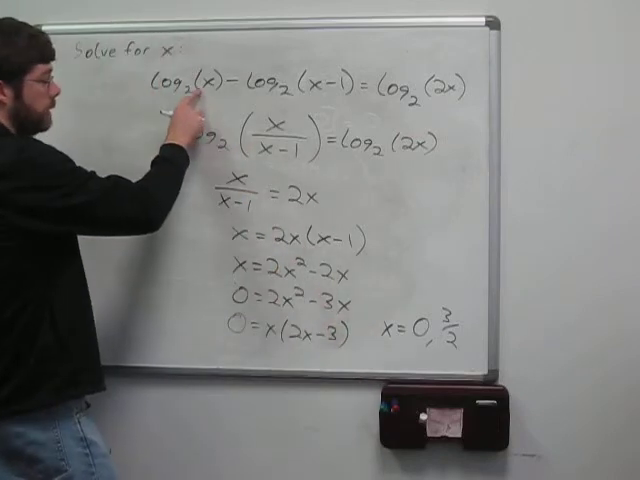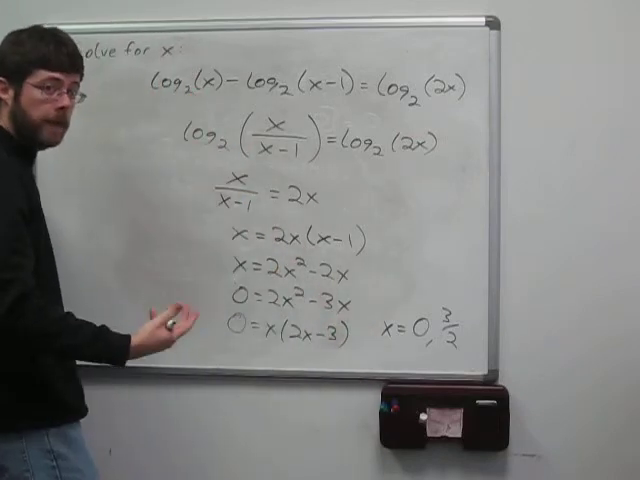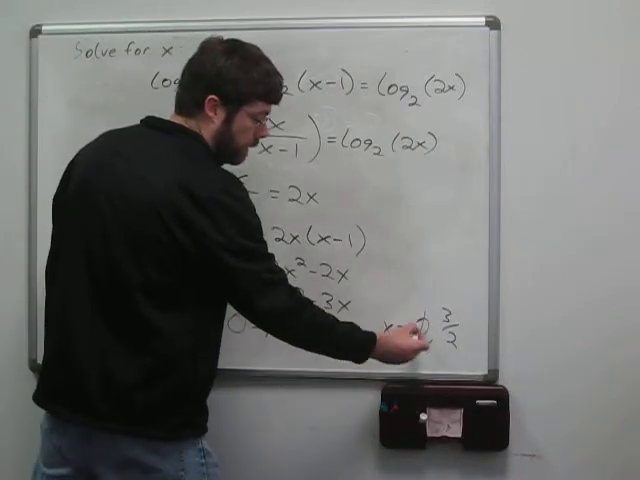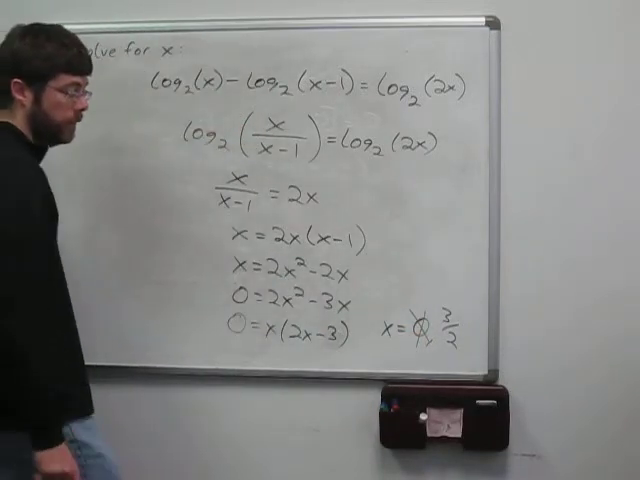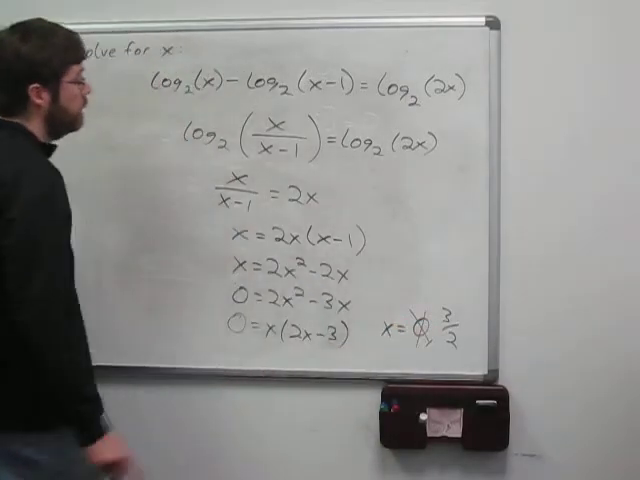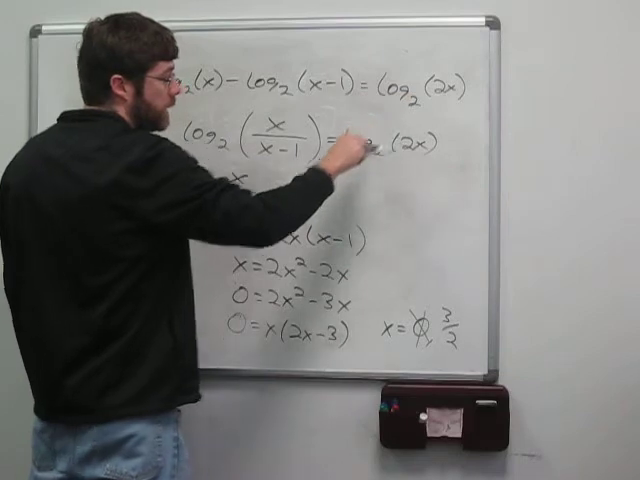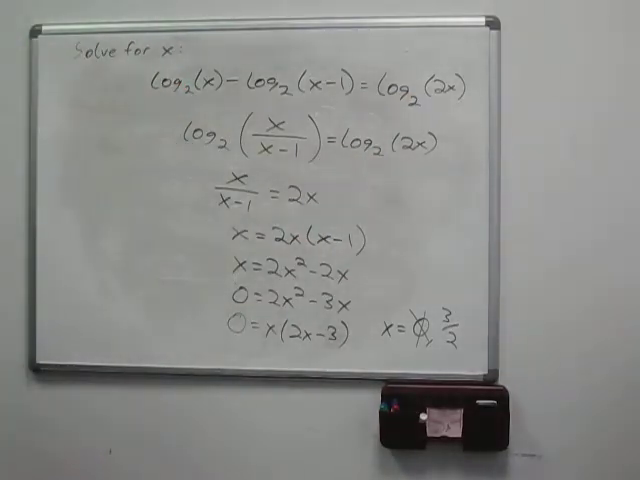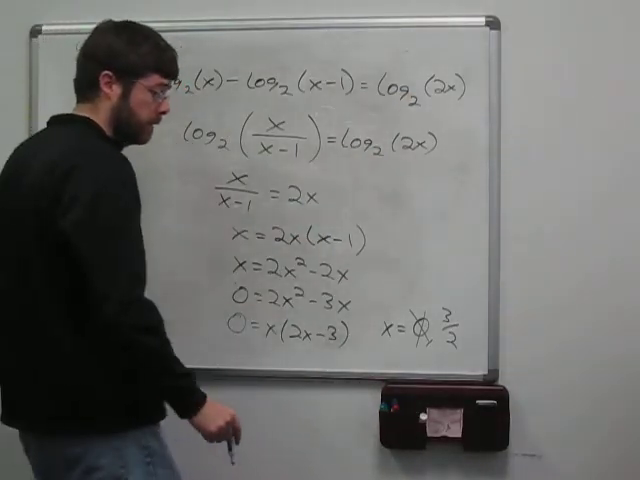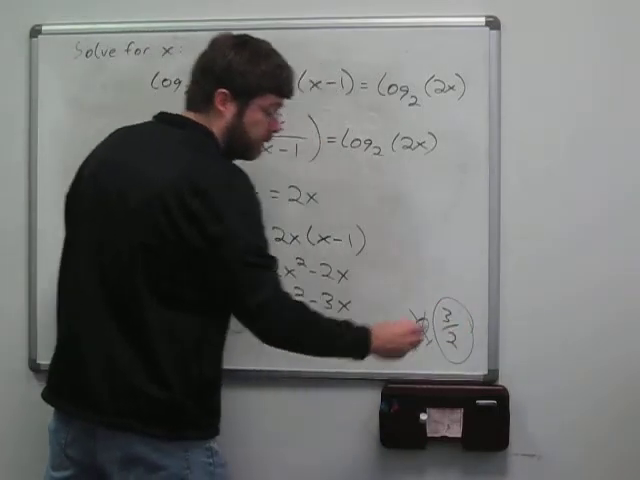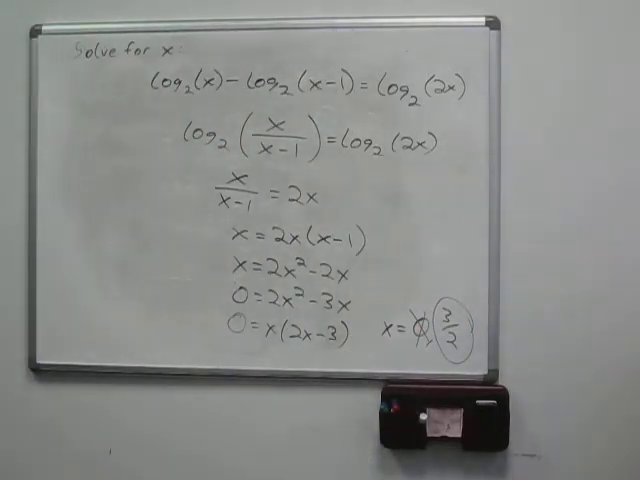0 is not in the domain of the first logarithm. We cannot take a logarithm of 0. So 0 is an extraneous solution. 3/2, when we substitute 3/2 into each argument, notice that all the arguments will be positive. So because of that, 3/2 is a solution to this logarithmic equation.